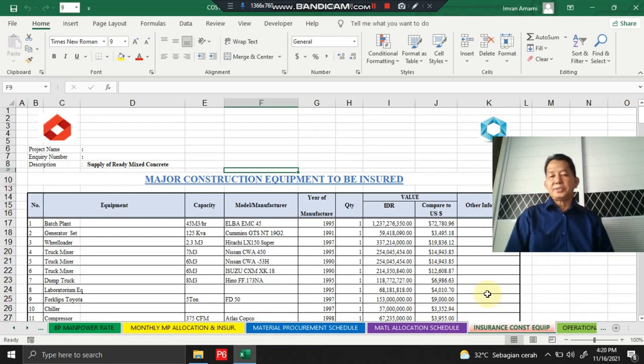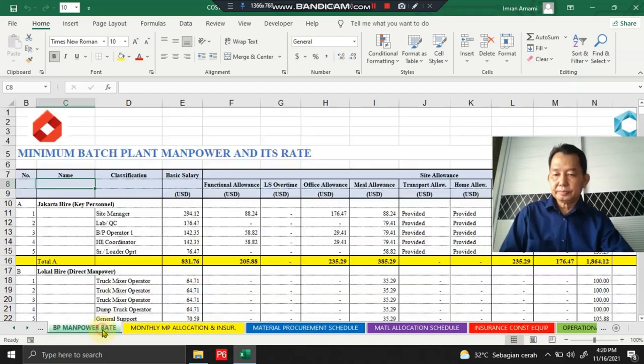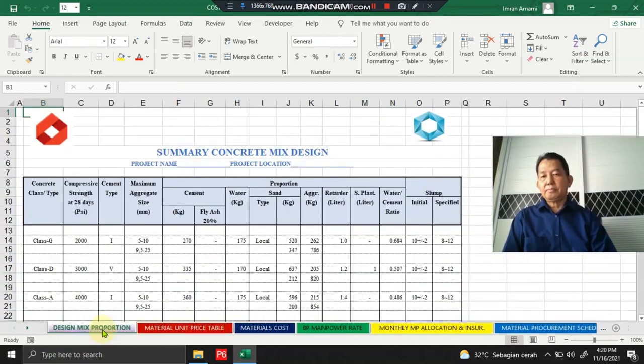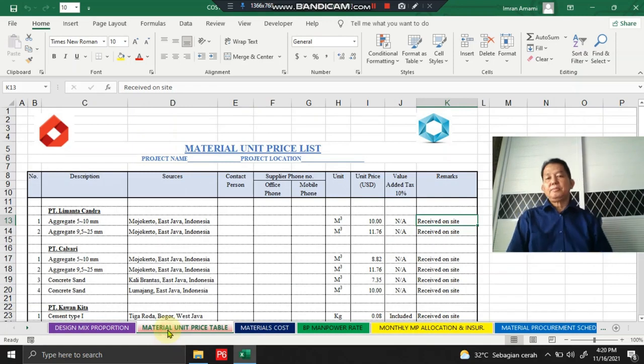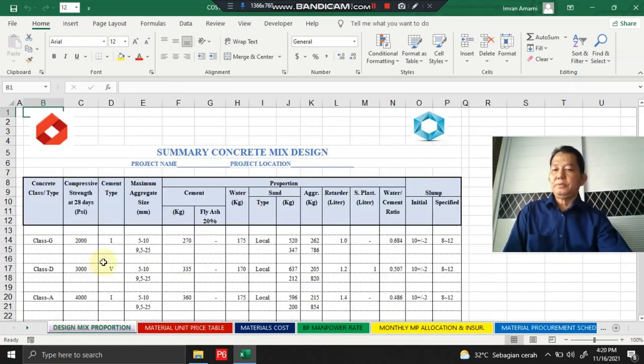The major construction equipment should be owned by the company, so we only calculate the insurance costs for the major construction equipment. Also, we have competitive unit prices offered by suppliers supporting this project. Now we start from the concrete mix design.